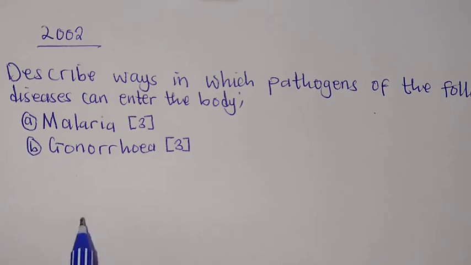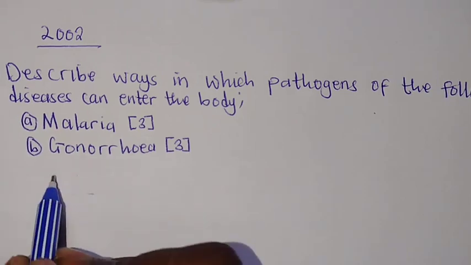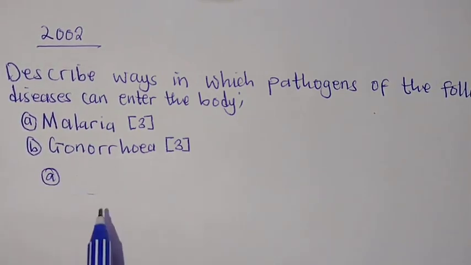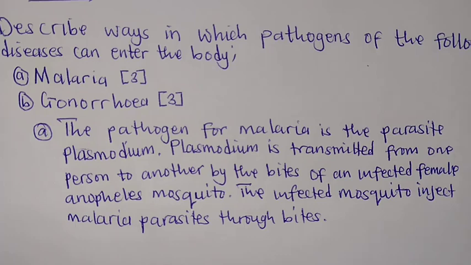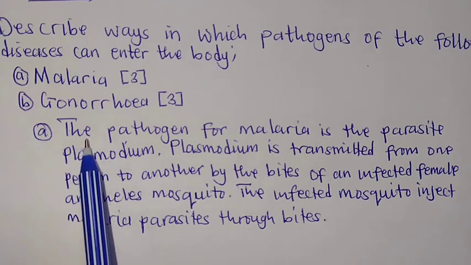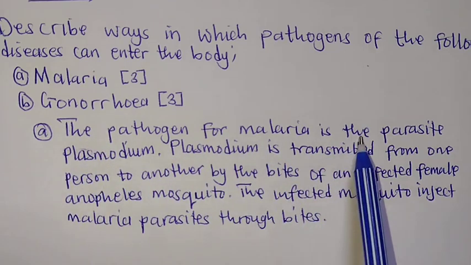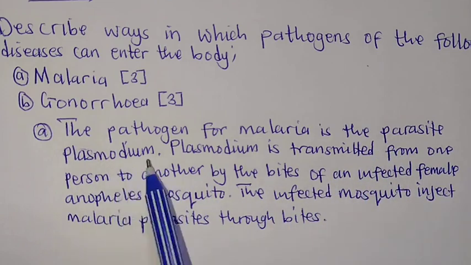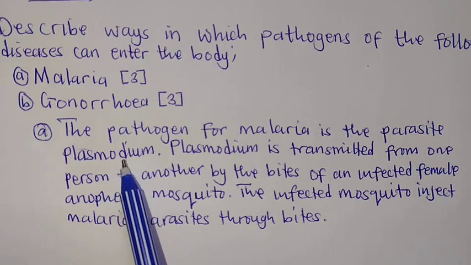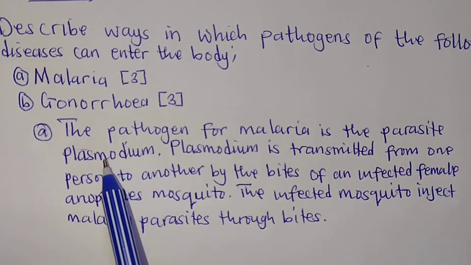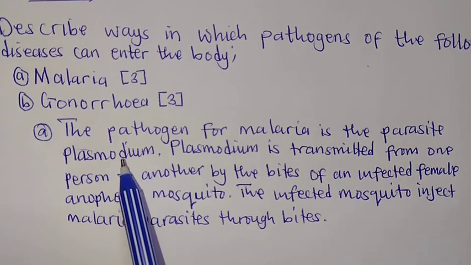So here we can now write our answer. We have said, so we are answering for A. We can write our answer. Alright, so we have written our answer as the pathogen for malaria is the parasite known as the Plasmodium. So this is the causative agent for malaria. Okay, it's a parasite called Plasmodium. It's the one that causes the malaria.